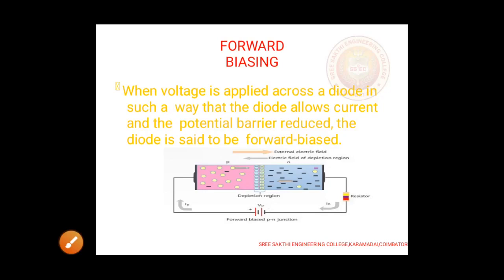Next one is the forward biasing. Here we are connecting the positive terminal of the battery to the P region and the negative terminal of the battery to the N region. Here the positive terminal repels the holes towards the N region and the negative terminal repels the electrons towards the P region. So a lot of electron-hole pairs are generated. The result is a lot of current flows through the device.